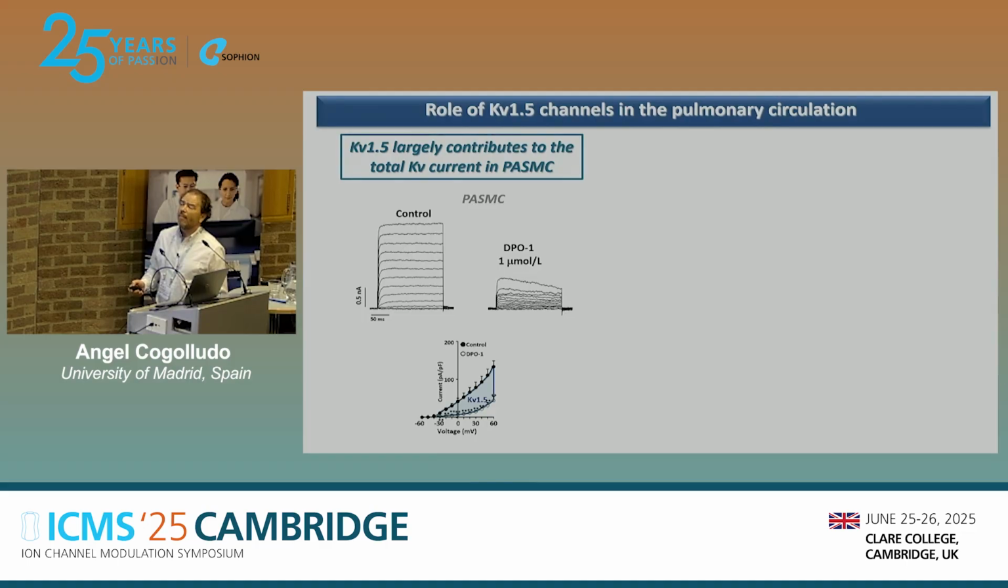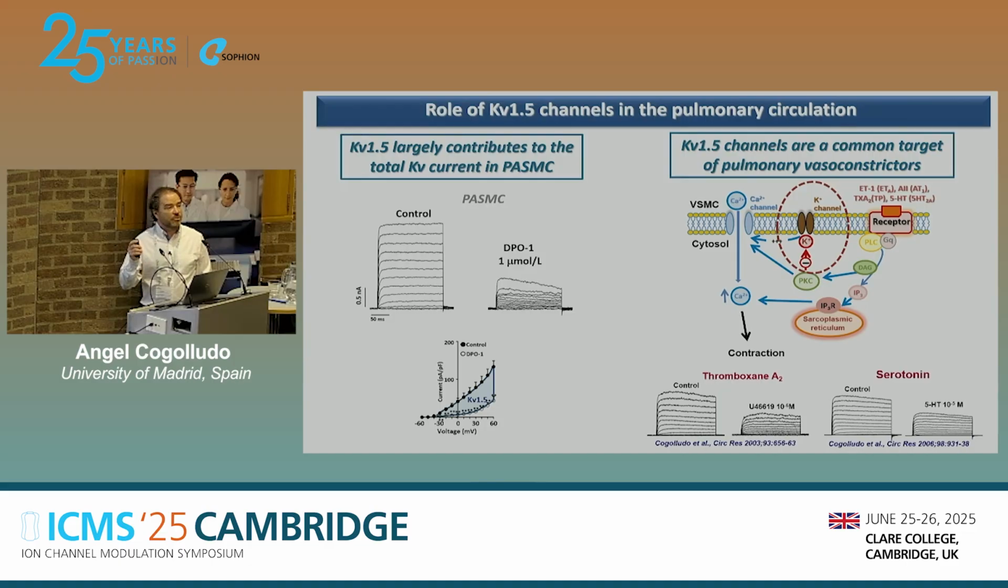Now, what do we know about these channels? We know that these channels are targeted by different vasoactive factors, and especially by pulmonary vasoconstrictors. So our group and others have found that different vasoconstrictors which have a really relevant role in the pulmonary circulation, like endothelin-1, thromboxane A2 or serotonin, target these Kv1.5 channels, inhibiting them, and this contributes to the vasoconstriction induced by these vasoactive factors.